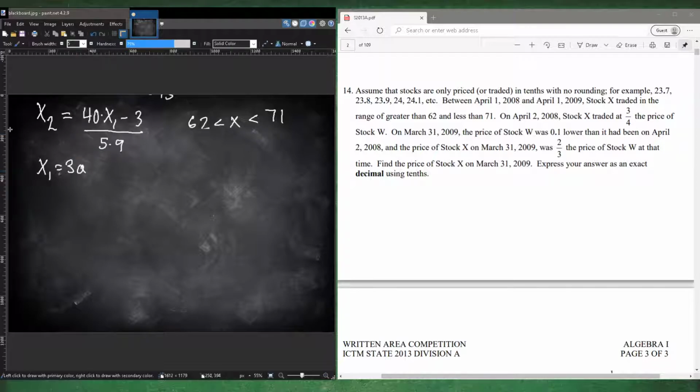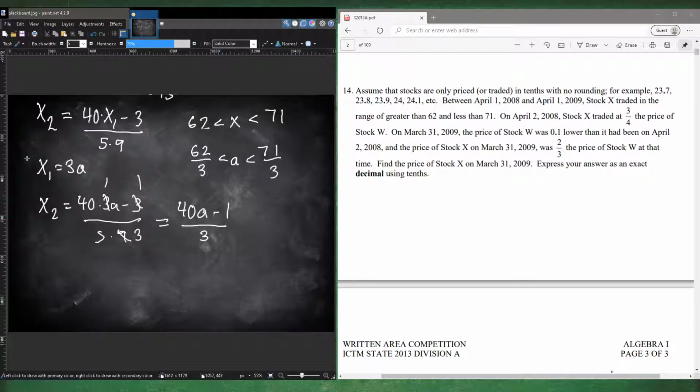Okay, so x is between 62 and 71, right? So a is now between 62 divided by 3 and 71 divided by 3. Okay, so now we can substitute x1 = 3a into x1. So that would be 40 times 3a minus 3 over 5 times 9. So we could cancel out one of the 3's from 9 and cancel out this 3 and this 3. So we have 40a minus 1 over 3.